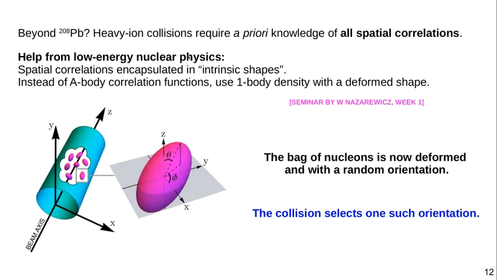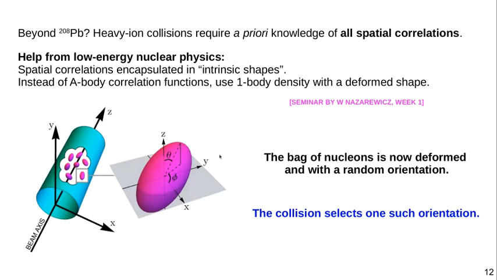And energy nuclear physics tells you that, yes, you can do that in a convenient way by use of intrinsic shapes. So you can still use your one-body density description with independent particles, but you have to deform the potential. And this is the way to go if you want to see this.